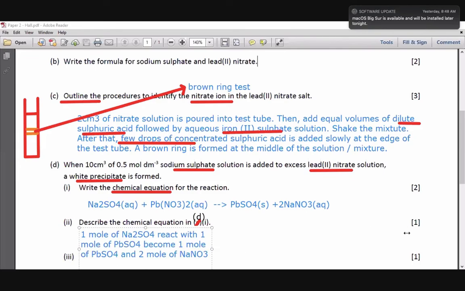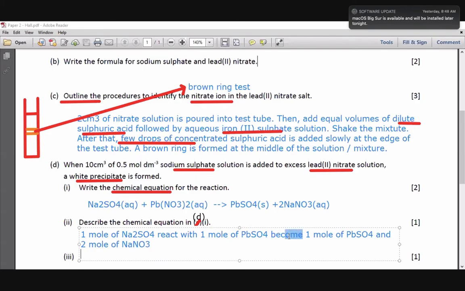One mole of this reacts with one mole of this to form one mole of this and two moles of that. Okay. Or you can say it is a double decomposition reaction.